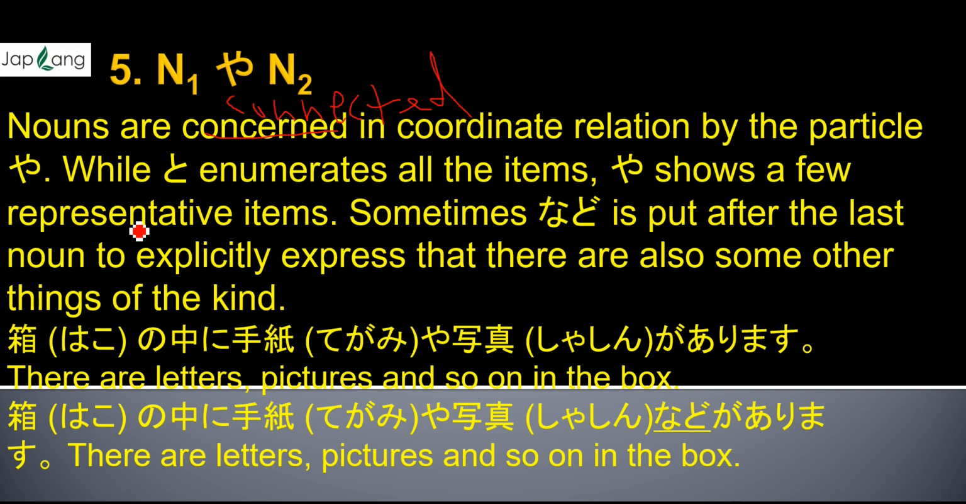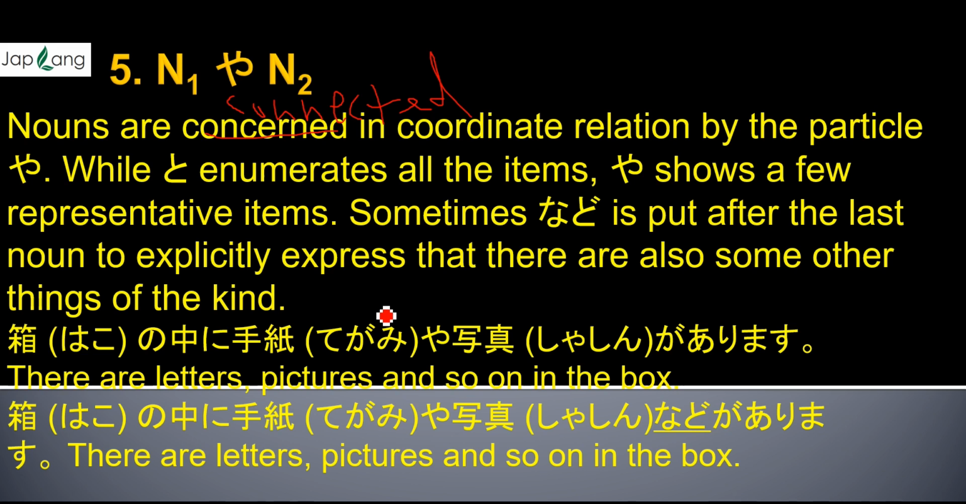Alright, so now what we have learned, while to enumerates all the items, ya shows a few representative items. Sometimes nado is put after the last noun to explicitly express that there are also some other things of that kind. Now, what we learned in the previous class, during the live class, right? If there are two things, we will be using to. Example, in the class, if there are Yamada-san and Tanaka-san, then you will say Jugyo ni Tanaka-san to Yamada-san ga imasu. Now, if it is more than that, like Suzuki-san also there, and then Kimura-san is also there, right?